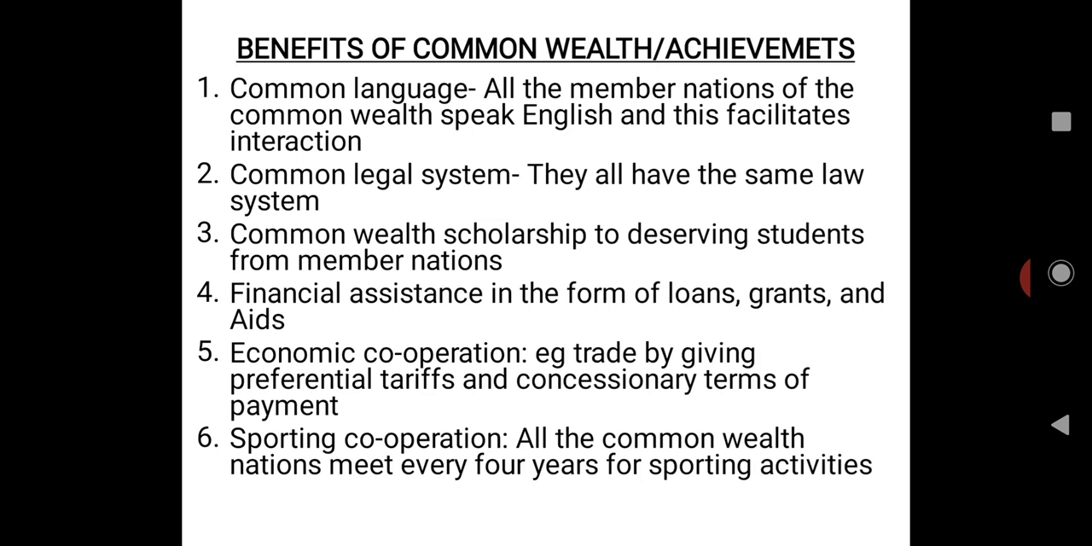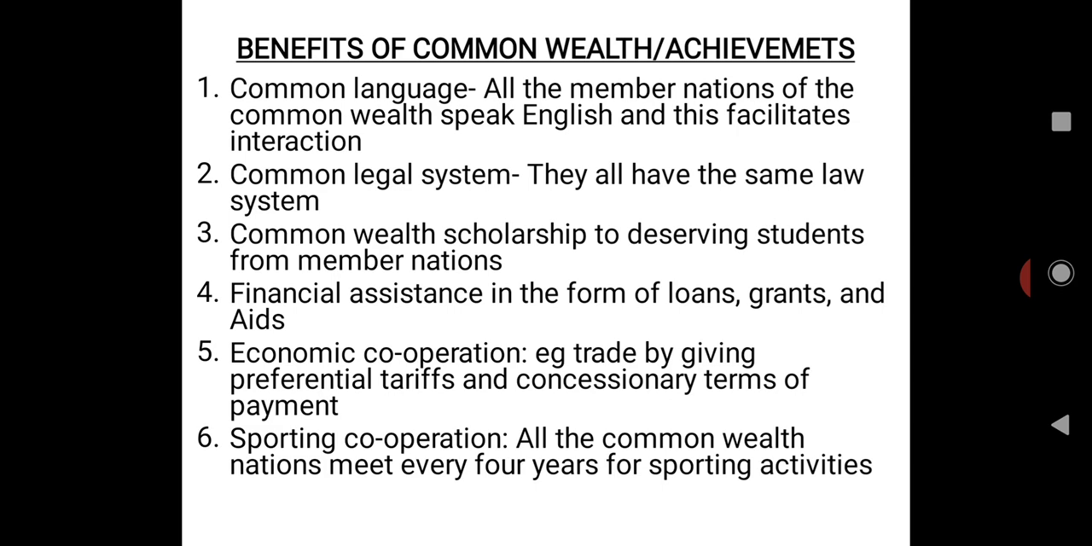Number one, common language. All the member nations speak English, and this facilitates interaction. I've explained before that being a member of the Commonwealth of Nations, you must speak English. Having been colonized by Britain, English is part of the language used in the association, and this official language helps to facilitate interaction.